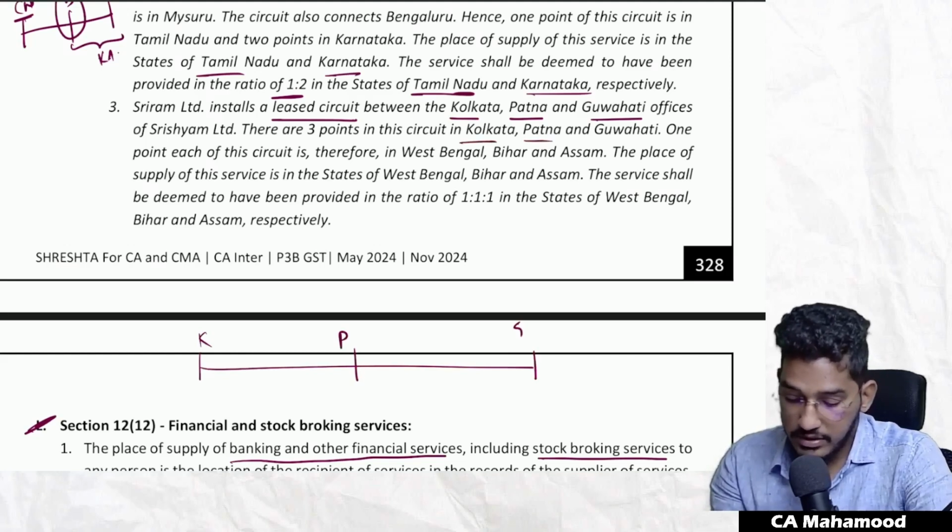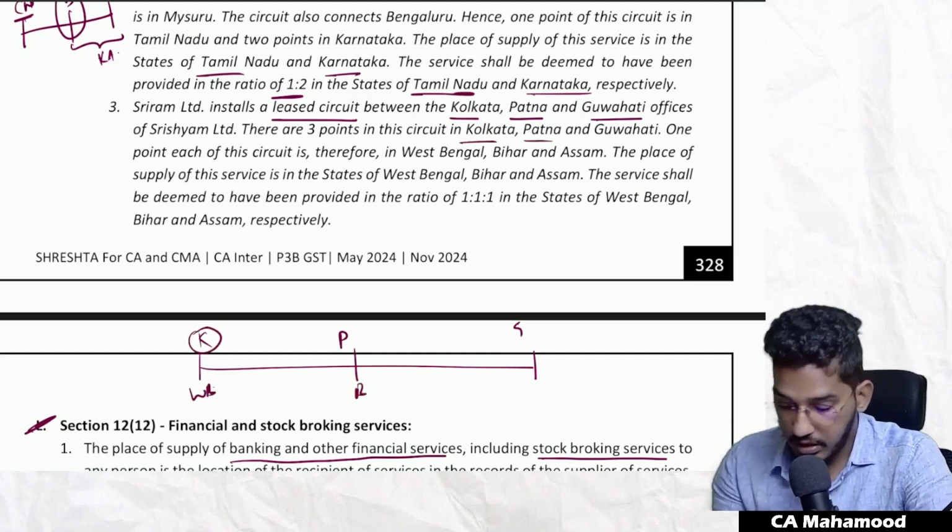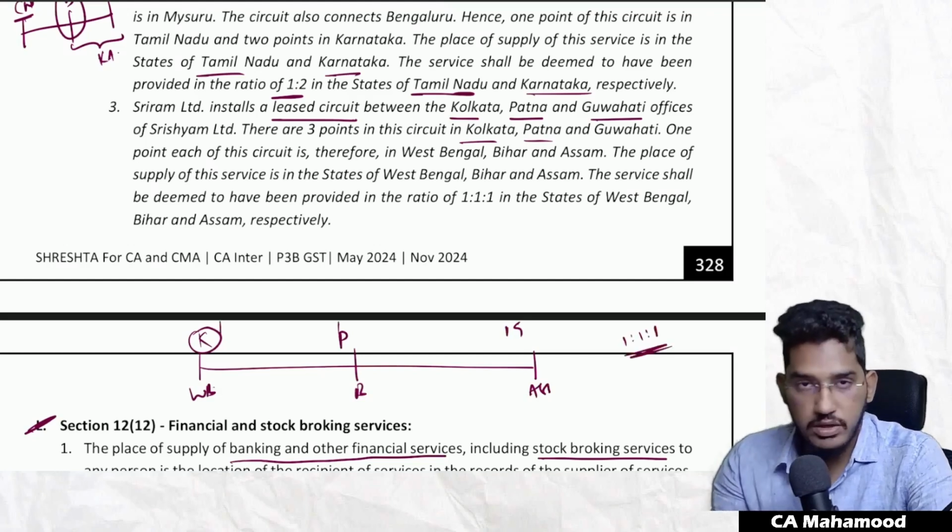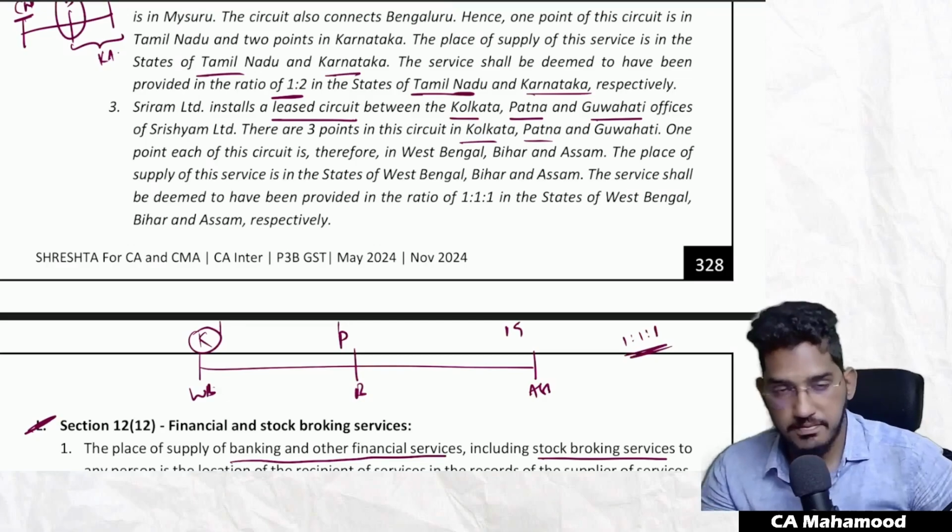One supply of the service is in the state of West Bengal. Kolkata belongs to West Bengal, Patna belongs to Bihar, Guwahati to Assam. So in three states it is passing. And how many points are there in each state? One point is there. So in what ratio should the value of service be divided? In the ratio of 1:1:1. So in equal ratio, you have to apportion it among the three states.